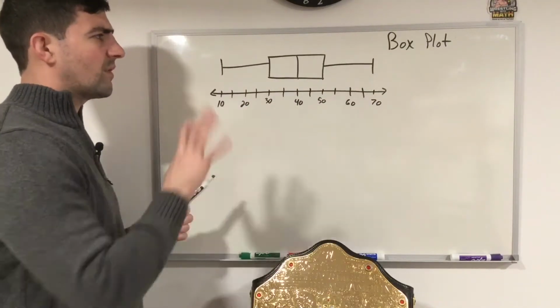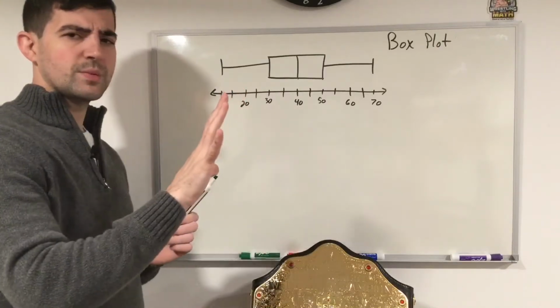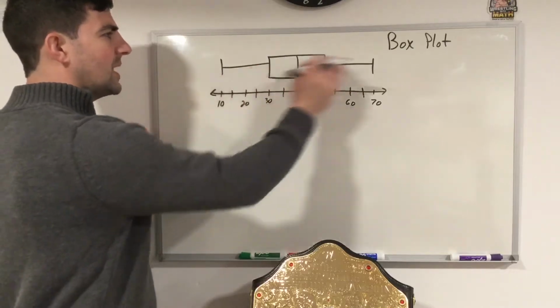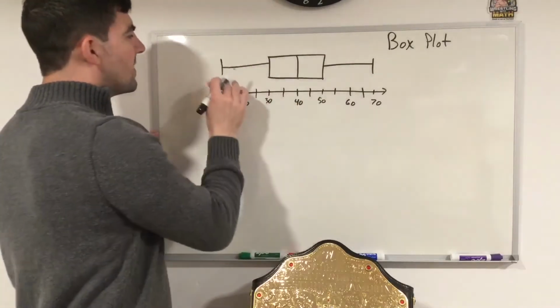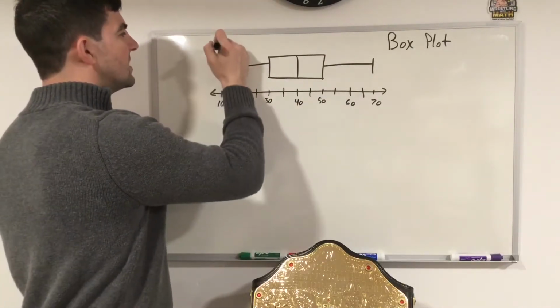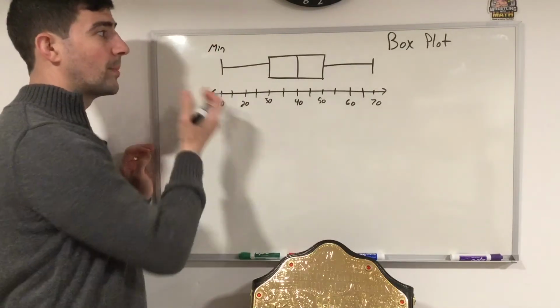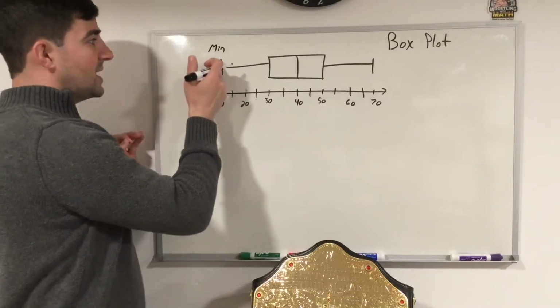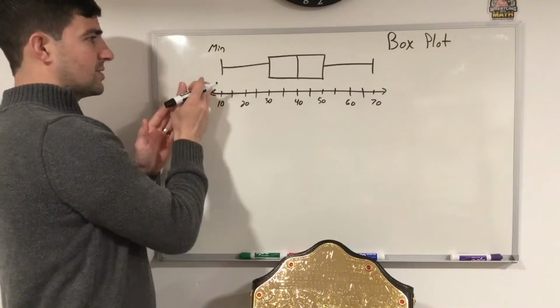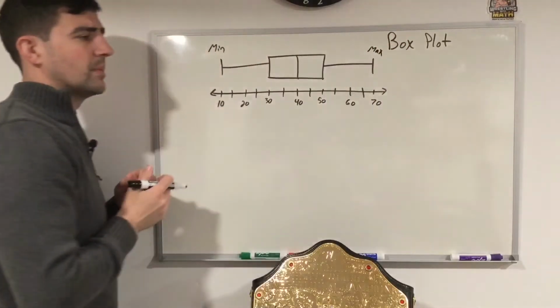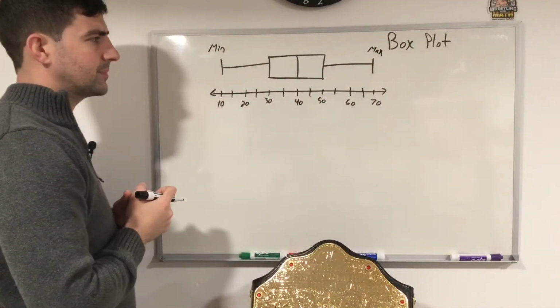Things to consider: there are 5 numbers, sometimes we call it a 5-number summary, that we deal with in box plots. I'm going to label them on our box plot here. The number all the way to the left is our minimum, the smallest number in a set of data, which means this line here is our maximum, the highest number in your set of data.